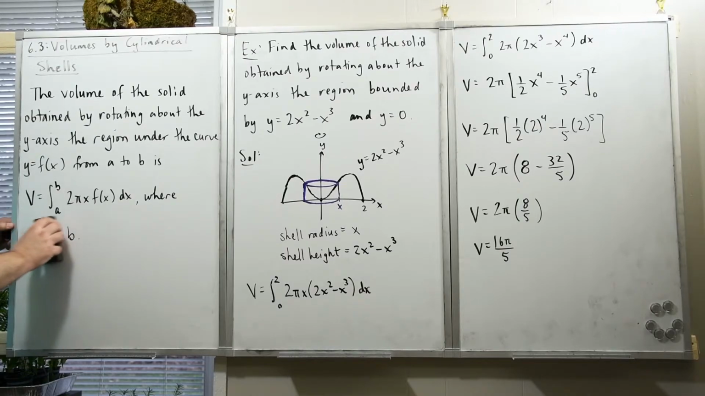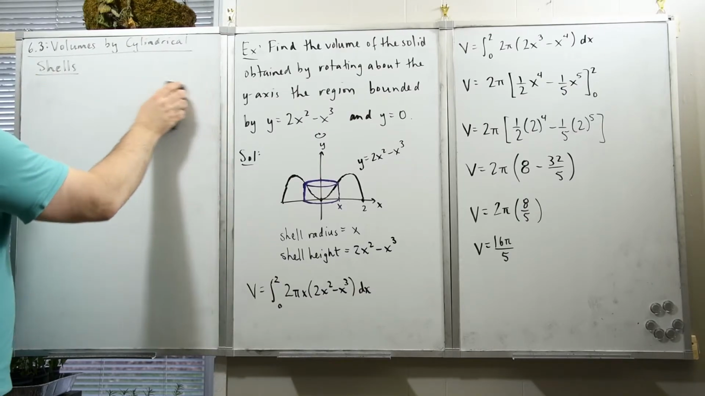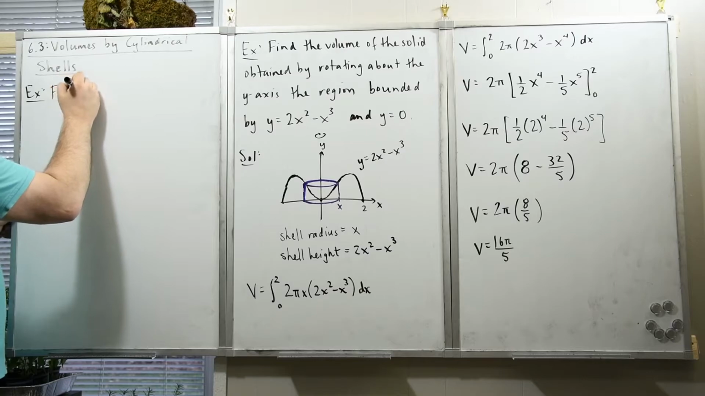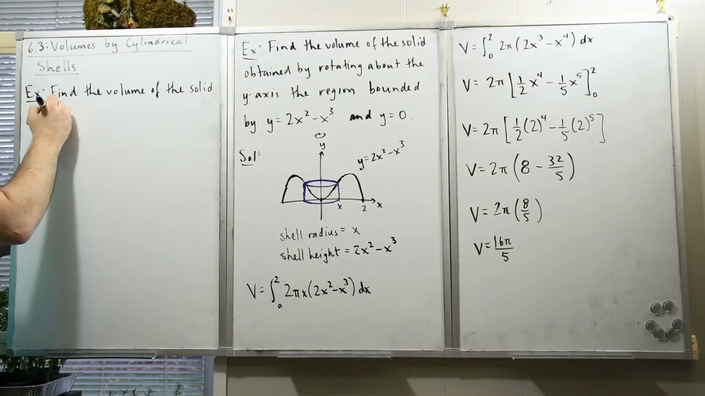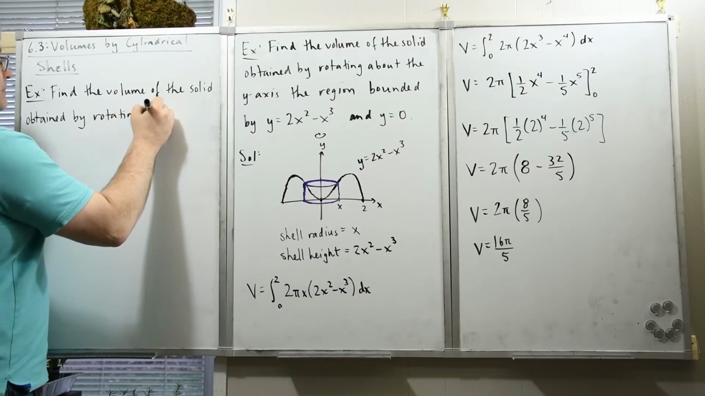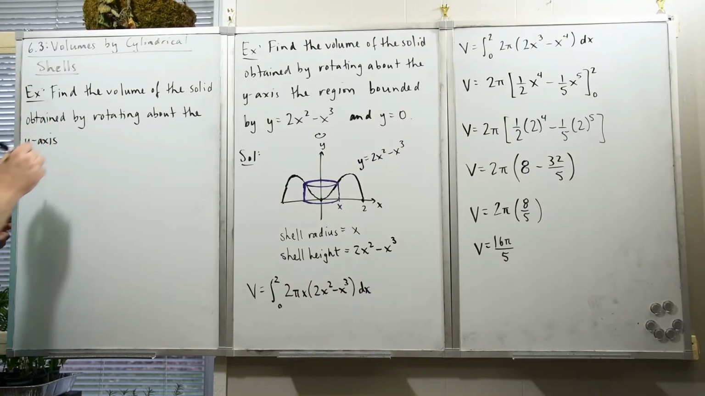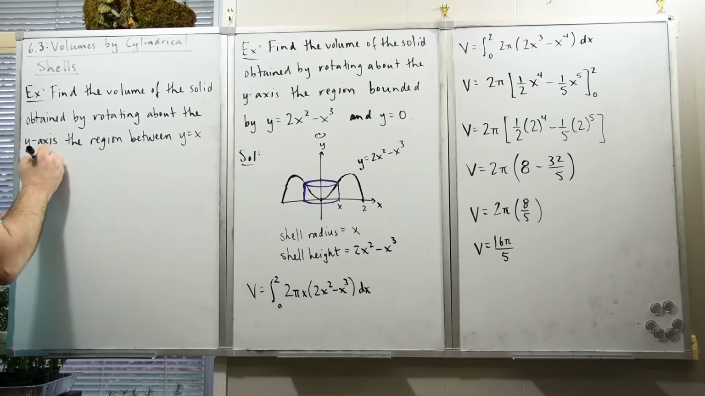And so, let's take a look at another example. So in this case, we're going to find the volume of the solid that's going to be obtained by rotating about the y-axis the region between y equals x and y equals x squared.